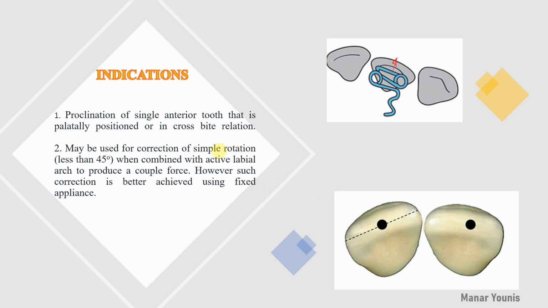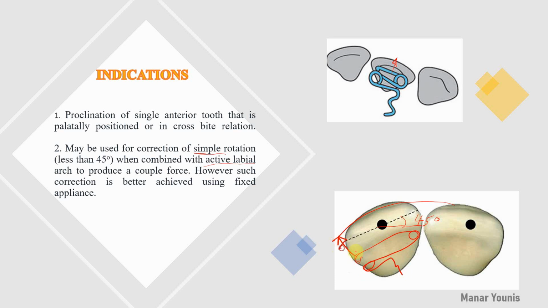Another indication is that it can be used for correction of simple rotations, in case of less than 45-degree rotation of the tooth, as in this case. The Z-spring along with an active labial arch can be used to produce a couple force for correction of rotation. If there is a labial arch here, the Z-spring will start from the distal side because this is the side which needs correction.